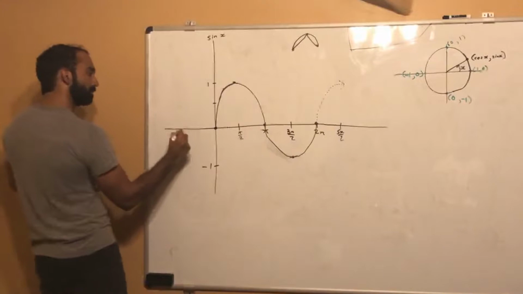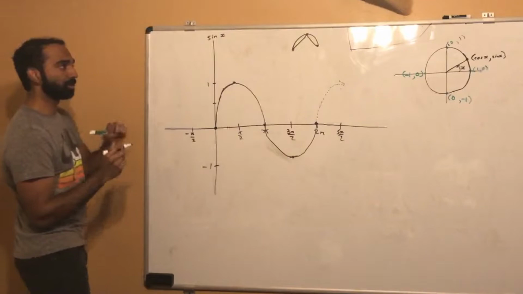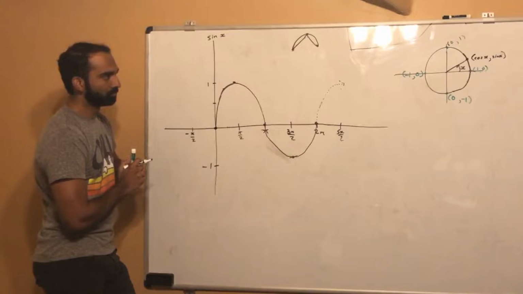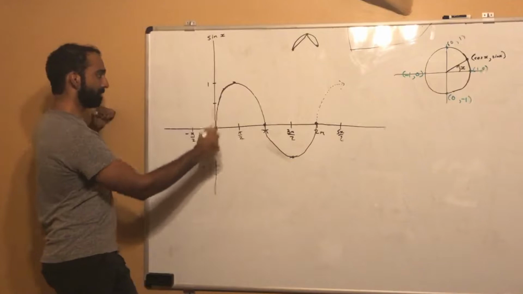So, negative pi over 2, what would I do? You'd go 90 degrees in the clockwise direction. Right, and I would land at which y-coordinate if I did that? Negative 1. Yeah. So, I go from here to negative 1.